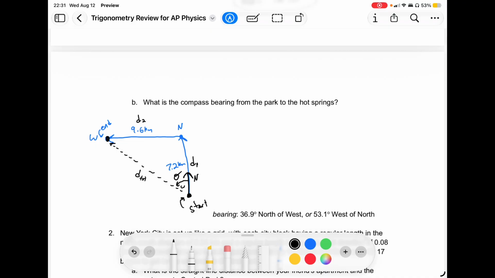And since we were given our D1 and our D2, let's use those two, our opposite and our adjacent sides, for which we would use tan of theta equals opposite divided by adjacent. And if this is our theta, then our opposite will be D2, and our adjacent will be D1.